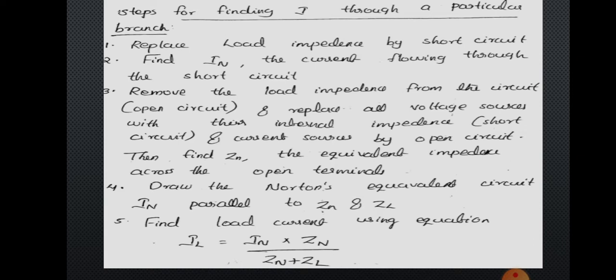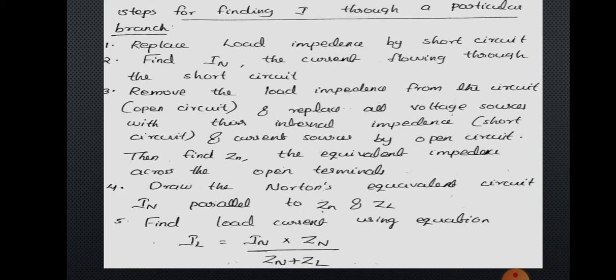And in the third step, we remove the load impedance from the circuit by an open circuit and replace all the voltage sources with their internal impedance. That means they are replaced by a short circuit and current sources are replaced with an open circuit. And then find the equivalent resistance. In the case of an AC circuit, it is represented by Zn, and in the case of a DC circuit, it is represented by Rn. That means it is the equivalent impedance across the open terminals.